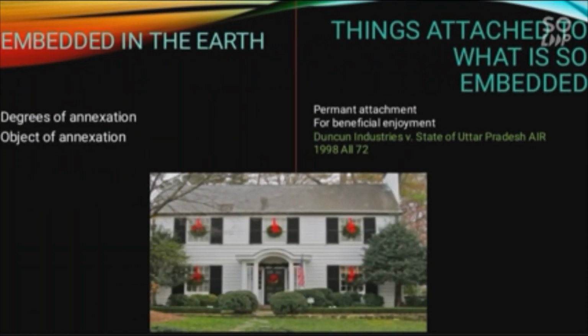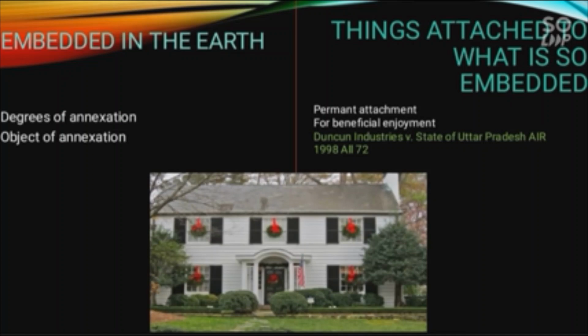Now we can go through things which are embedded in the earth, which means which are firmly fixed to the earth. For a thing to be embedded, we have to consider two things. The first one is degree of annexation, which means the thing has to be embedded in the earth in such a way that if we remove the thing or the object, it needs a great effort or it can even cause damage to the earth itself. The second one is the object of annexation. As we are seeing in the picture, in case of a building, we are building it with an intention for it to be placed on the earth for a permanent period of time, or without an intention to remove it easily.